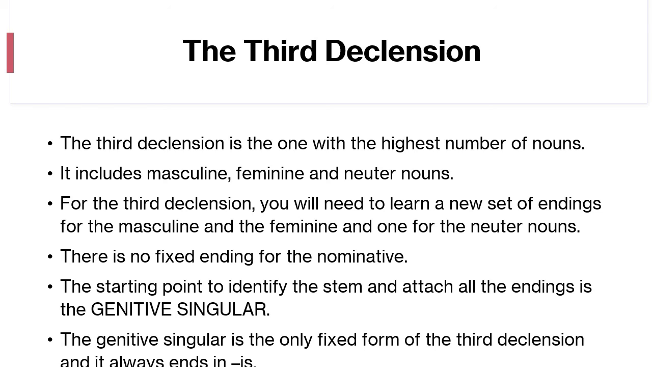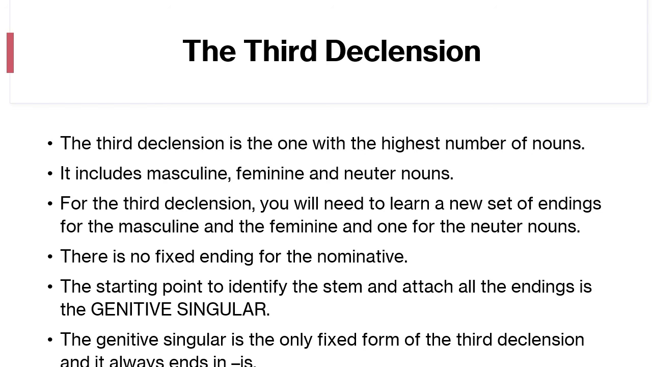Another tricky part is that the nominative has no fixed ending, but it's variable. Therefore, the starting point to look for the nominative, to identify the stem and then to attach all the endings is the genitive singular. So when you find a noun of the third declension, you should always start by identifying what the genitive singular is. And why the genitive singular? Because the genitive singular is the only fixed form of the third declension, since for every noun it always ends in -is.